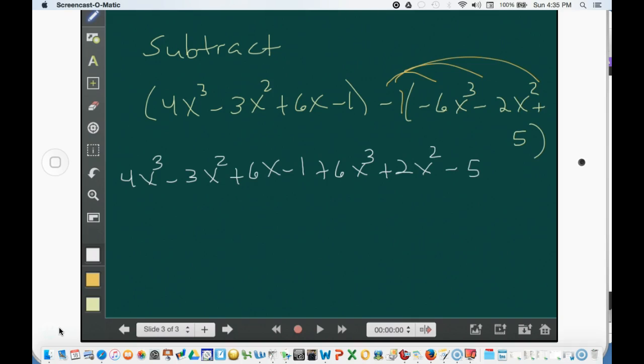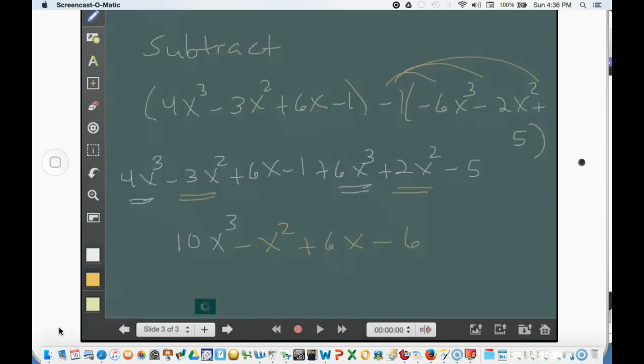Combining like terms, 4x cubed and 6x cubed is 10x cubed, negative 3x squared plus positive 2x squared is negative x squared. There is no other x term, so the linear term is 6x. Negative 1 and negative 5 is negative 6. We'll have you stop for a moment and do one or two of these, and then we'll join you in a moment.